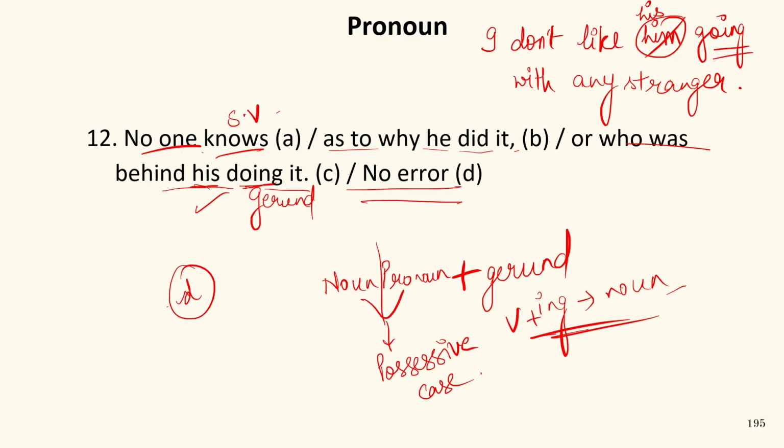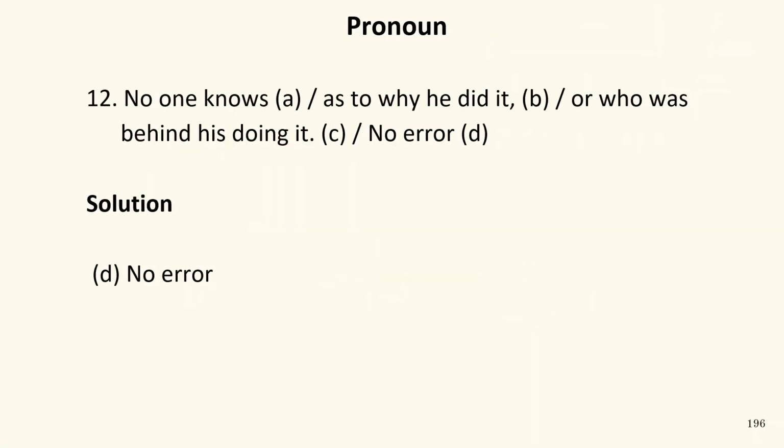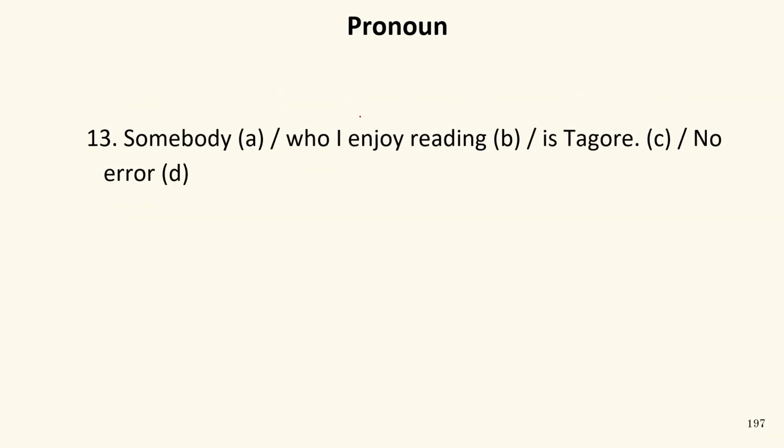Now let us move to the next sentence. Now we have this 12th, that is no error. It means the correct answer is D, that is no error. Somebody who I enjoy reading is Tagore. Now we have already read the difference between who and whom. I also told you whom is an objective case and who is a nominative case.